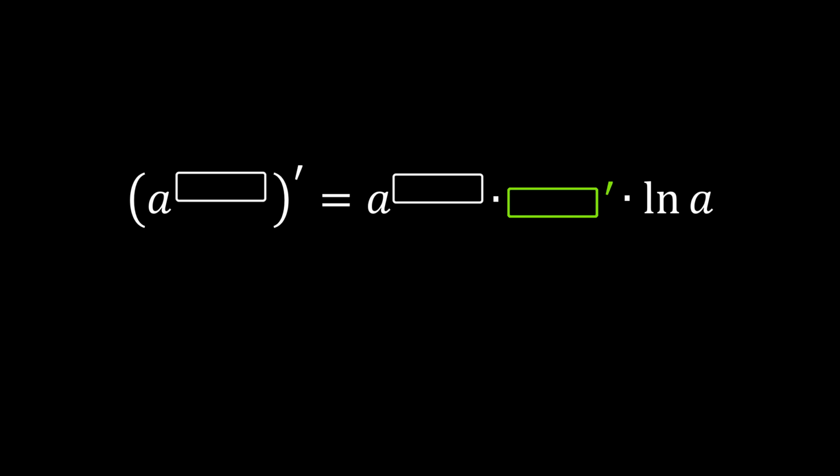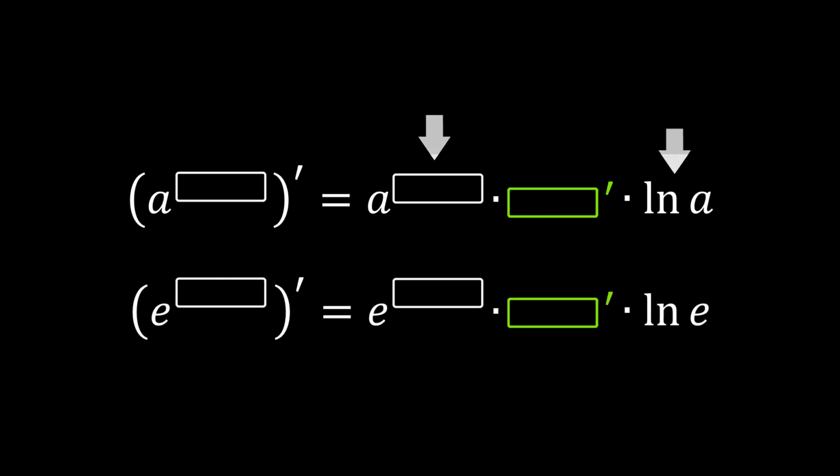The derivative of a to the power of box is obtained by taking the base a raised to the power of box, multiplying it by the derivative of the box, and finally, multiplying by ln a. If the base value is e, then the multiplication by ln a becomes ln e, which is equal to 1. Therefore, it simply disappears.